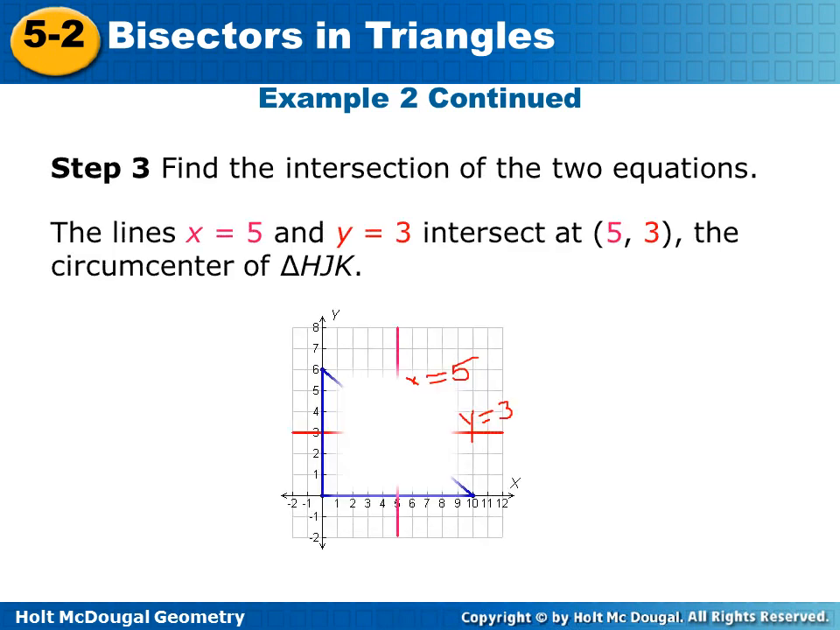Finding the intersection of the two equations is the next step. So we have the two lines graphed here. I've labeled x equals 5 and y equals 3. The lines x equals 5 and y equals 3 intersect at the green point, which is (5, 3), and that is the circumcenter of triangle HJK.